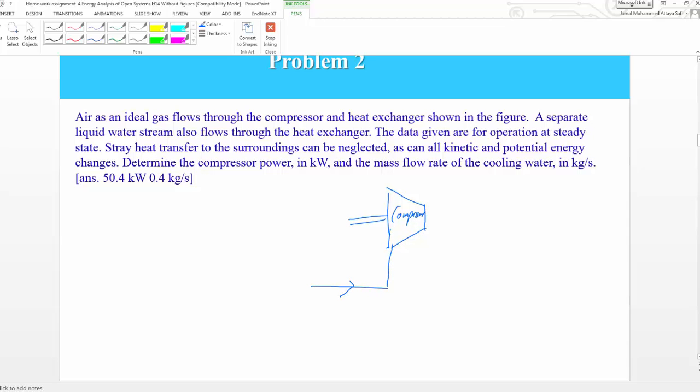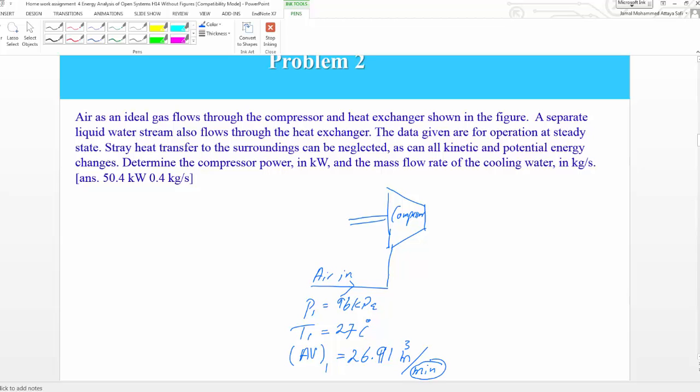I have an air, this air in, and this air has pressure 1, which is 96 kilopascal, and then I have T1, which is 27 degrees, and then I have also the volumetric flow rate given to me as 26.91 meter cube per minute.